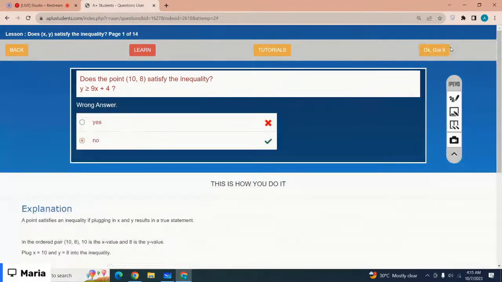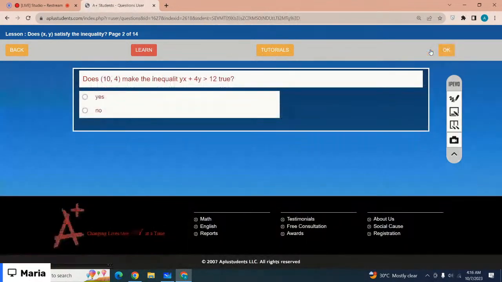8 is greater than or equal to 94? No, 8 is not greater than 94, right? That is no.